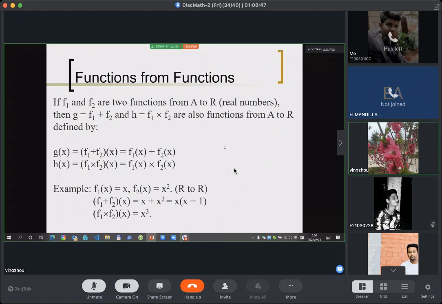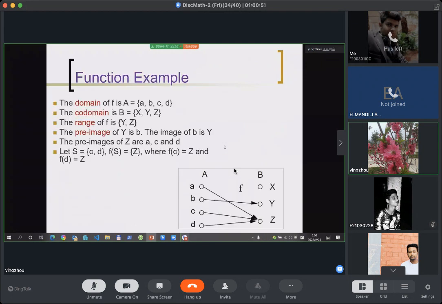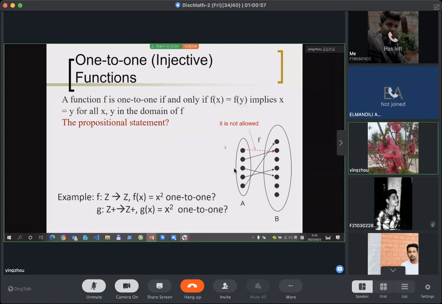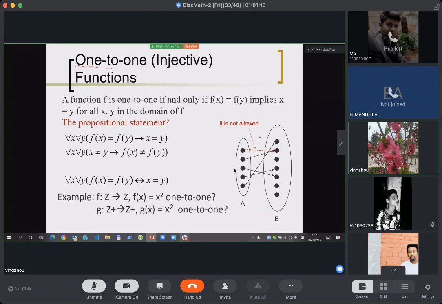Okay. And this function of the state here, just to video. And now we are just going to give some special functions. First is the one-to-one function. What's the objective function? Here is just the definition. So you will find this special one-to-one function is a special function.